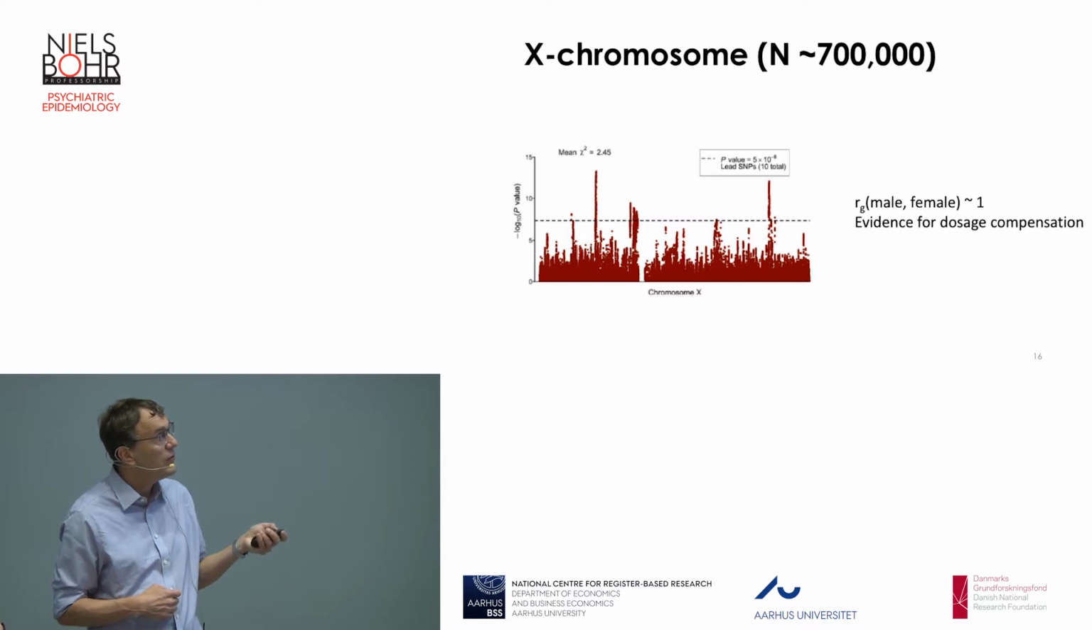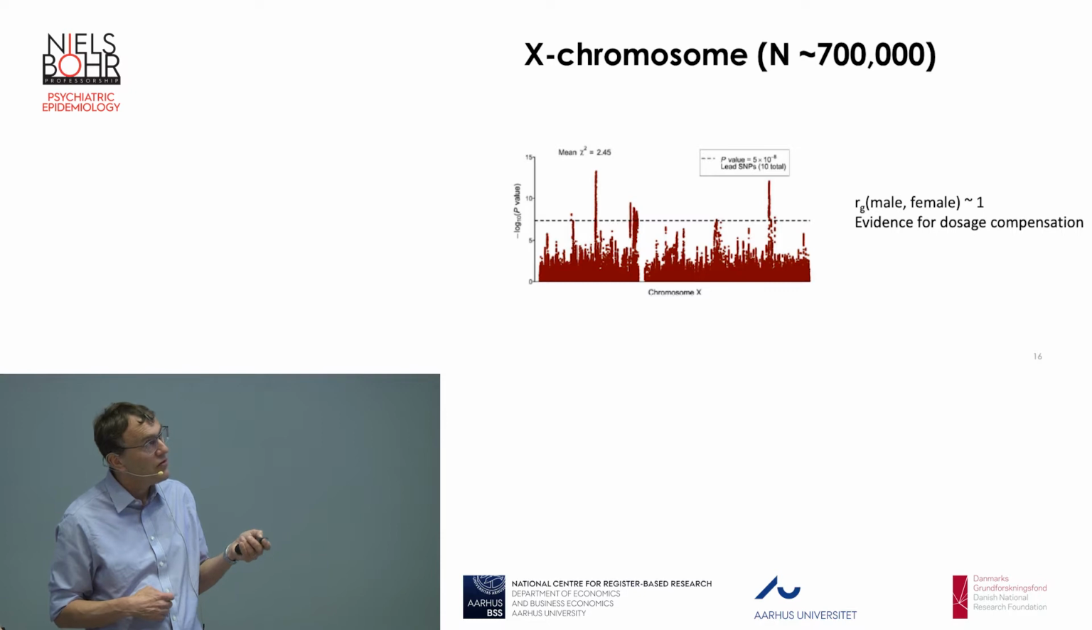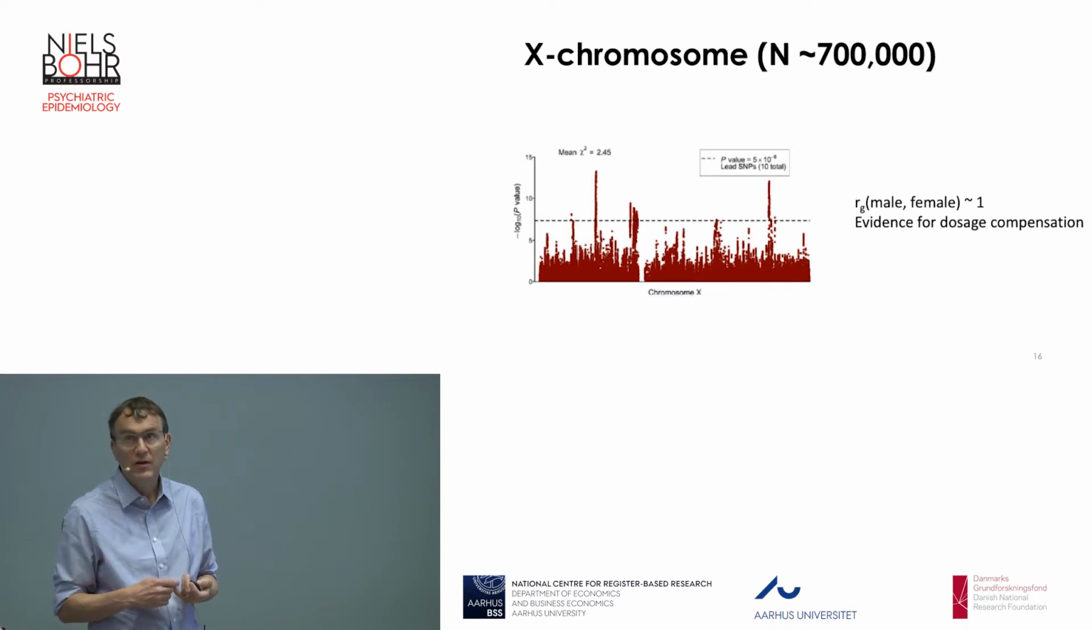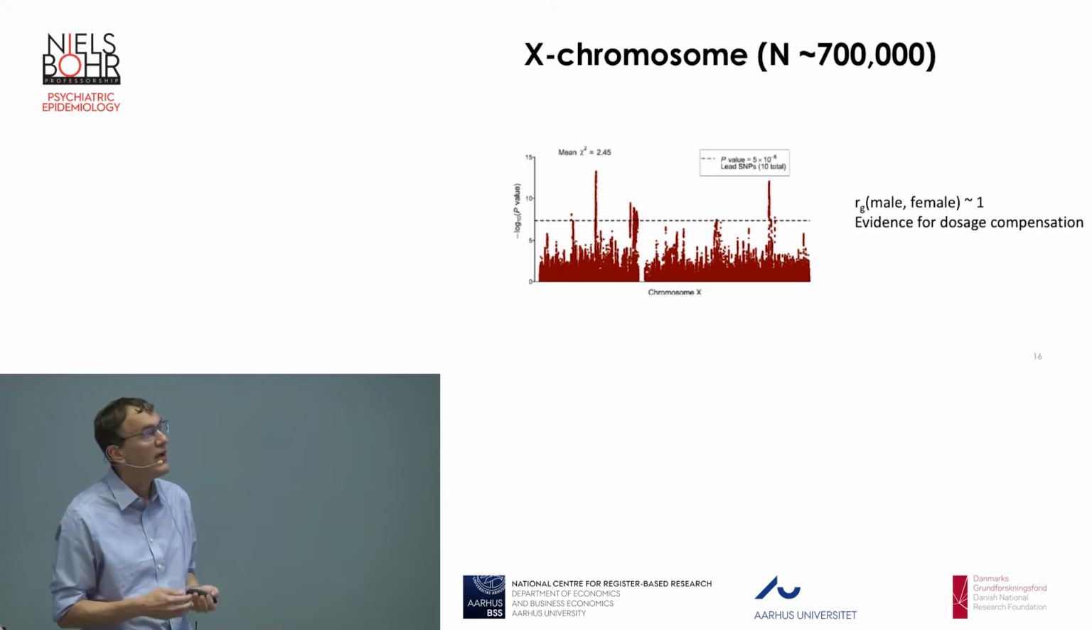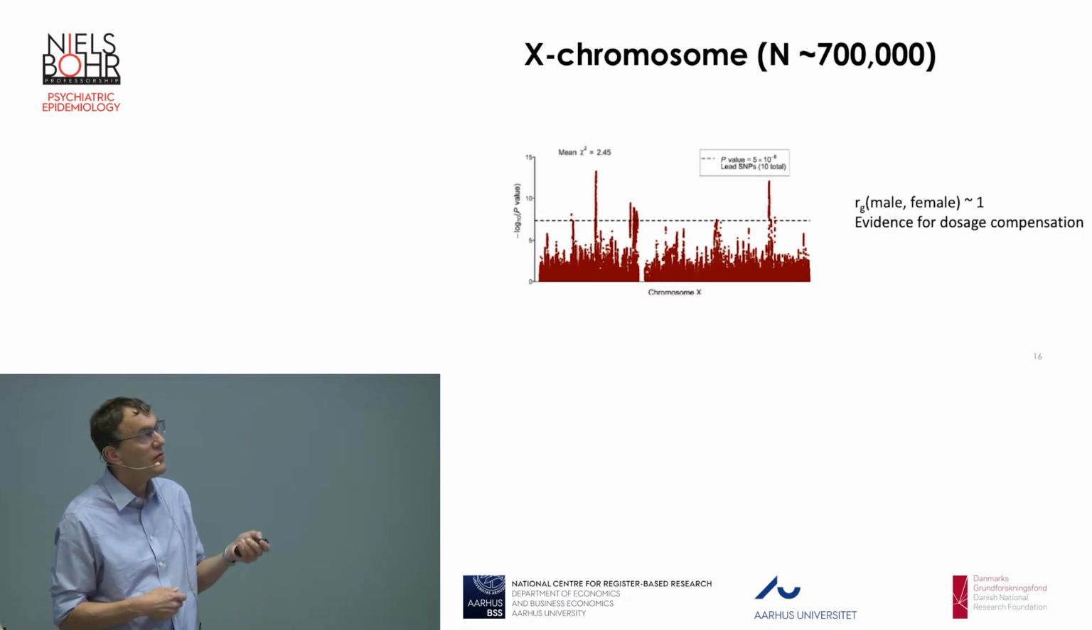And this is just a simple, chromosome-wide plot on the X chromosome. We found 10 SNPs on the X in total. We calculated the genetic correlation for males and females on the X, and it's essentially 1. So there's nothing special in terms of the X chromosome in terms of effects on males and females. So no sex by genotype interaction, or no evidence thereof.